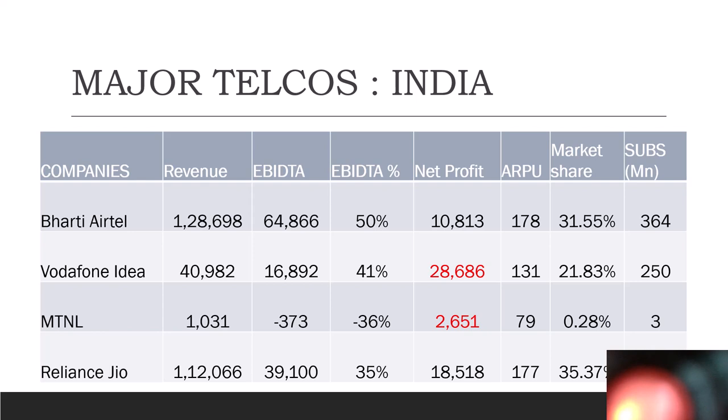So getting data becomes a little difficult for Reliance Jio. Reliance is such a company where it is very difficult to release data easily. But whatever information is available in the public domain, Bharti is the top in terms of revenue. Bharti's revenue is 1,28,000 crores. The total revenue of the whole telecom sector is 2,80,000 crores annually, or around 60,000 per quarter. So Bharti is 1,28,000, Vodafone is 40,000, MTNL is only 1,000, and Reliance Jio is 1,12,000.